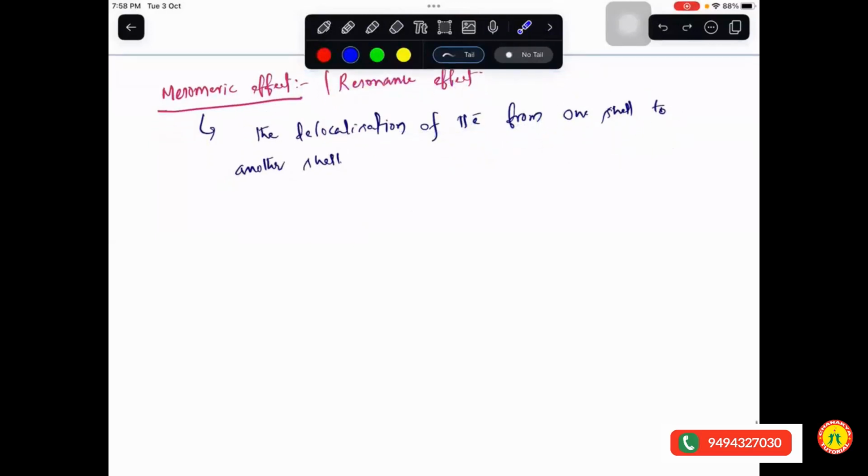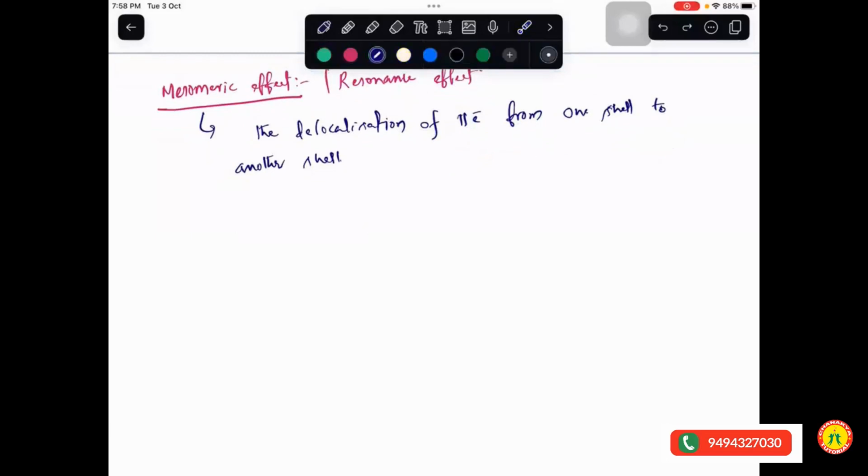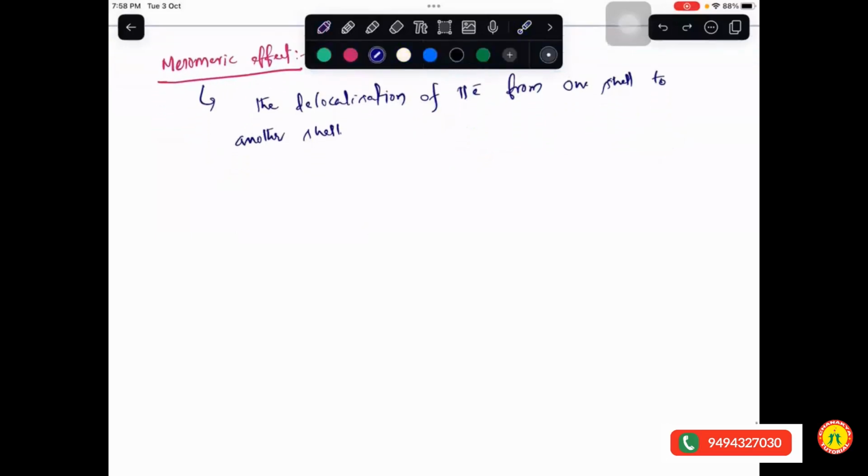See here, I will explain one simple thing. Try to understand this one. Suppose C is there, double bond. Here C double bond, here CH2 is there. Here one hydrogen, right? So these two are alternate double bonds.